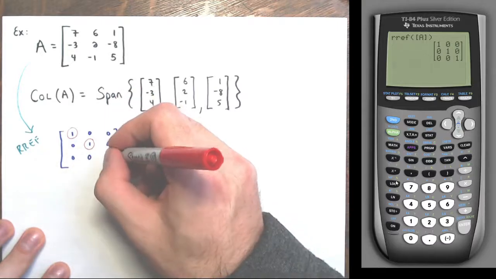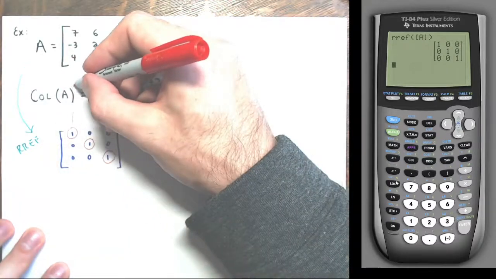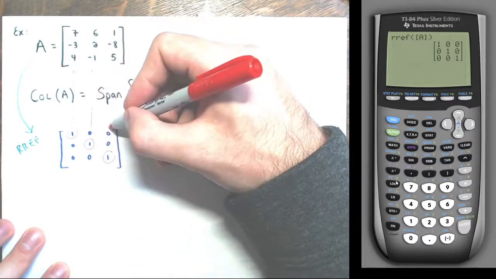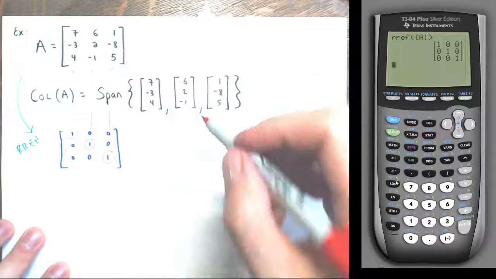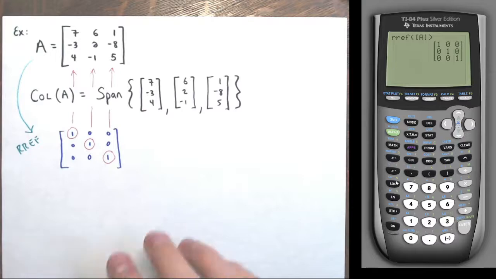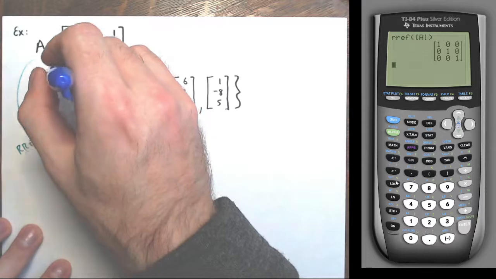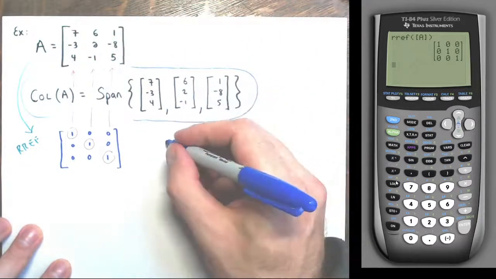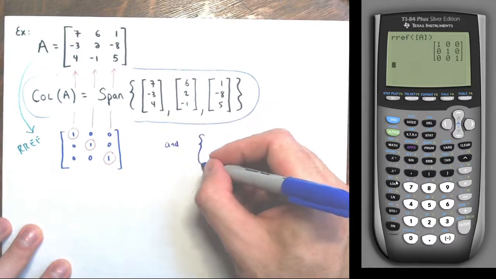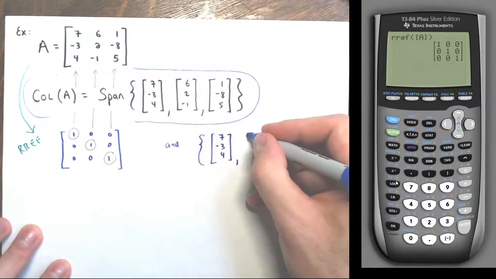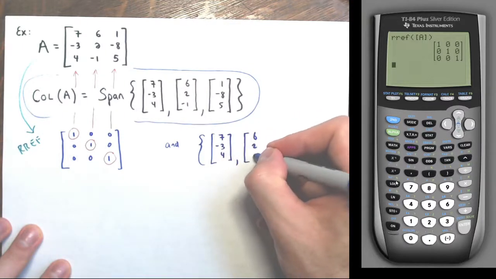Every column is a pivot column, right? So the first vector from A, the second vector from A, all three vectors from A are independent. So I can't shrink this set down. This is fine. This set of three vectors is a basis for the column space. So here's the column space of A. It's just the set of all linear combinations of these three, and the set with those three vectors would form a basis for the column space.